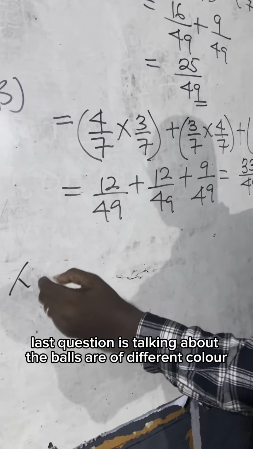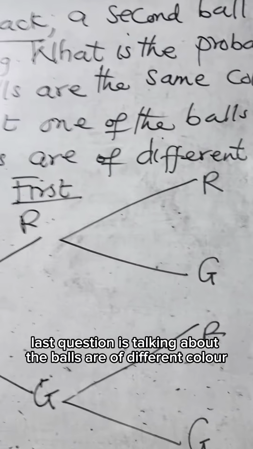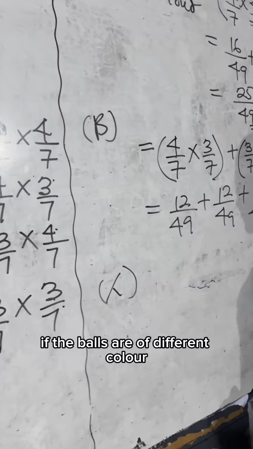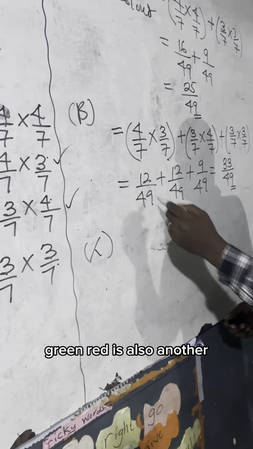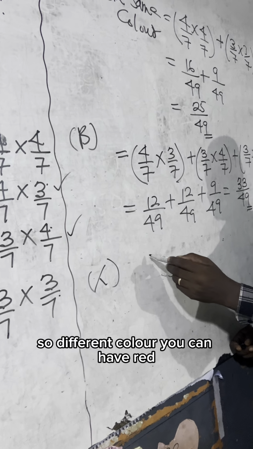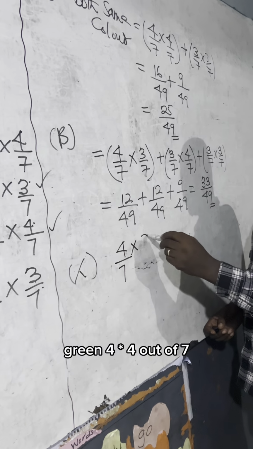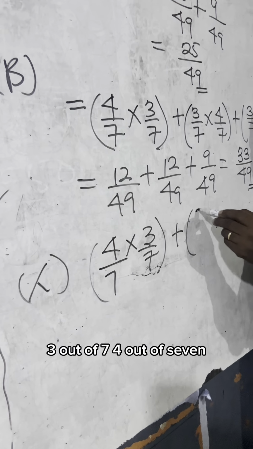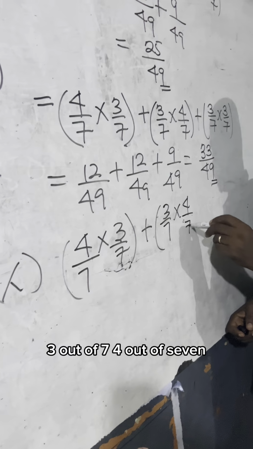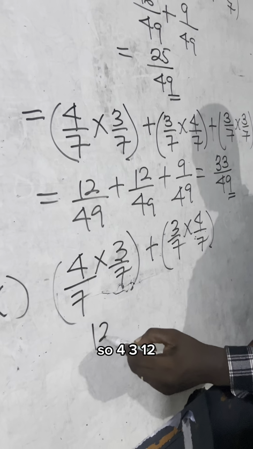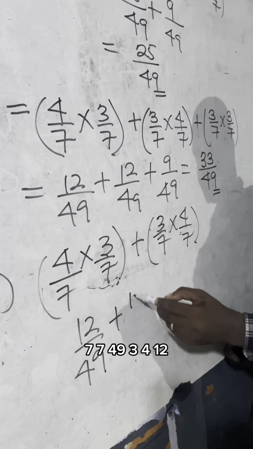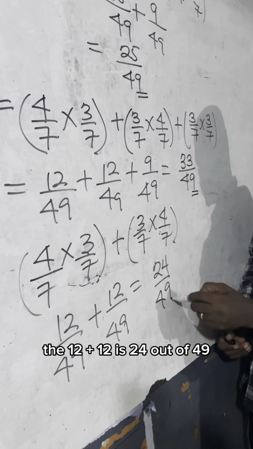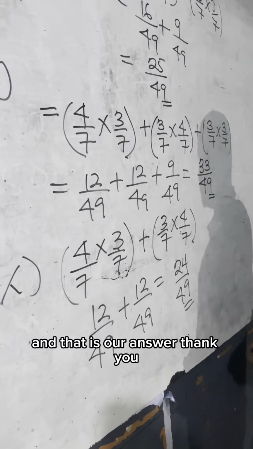The last question is talking about the balls being of different color. If the balls are of different color, it means that red, green is one, green, red is also another. So different color, we can have red, green, 4 out of 7 times 3 out of 7, or, which is addition, we can have green, red, 3 out of 7 times 4 out of 7. So 4 times 3 is 12, 7 times 7 is 49, 3 times 4 is 12, 7 times 7 is 49. So 12 plus 12 is 24 out of 49. And this fraction cannot be reduced. And that is our answer.